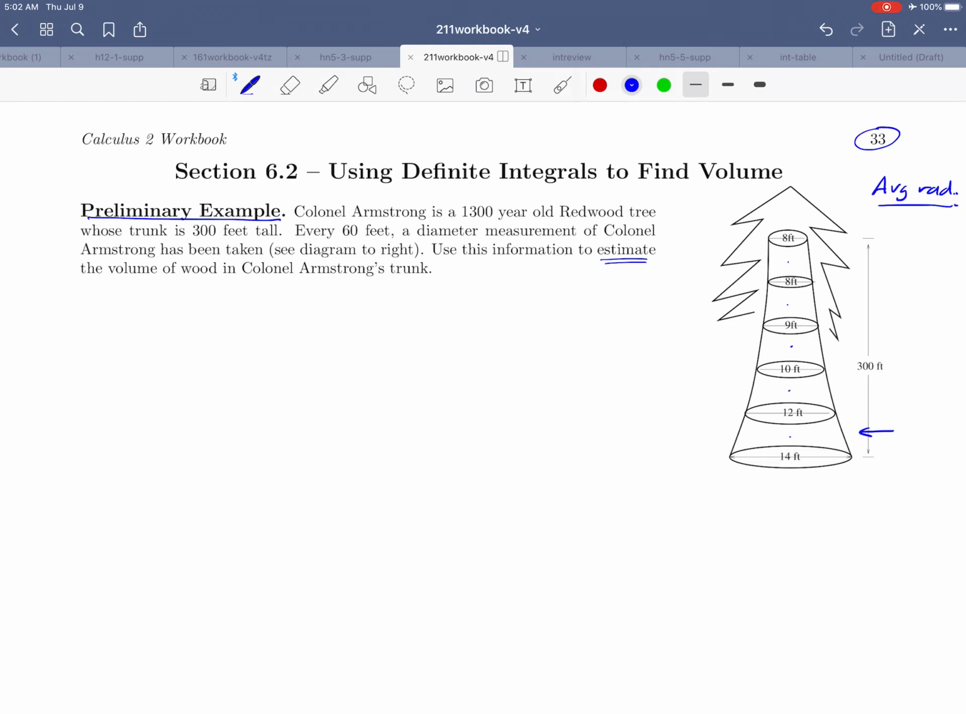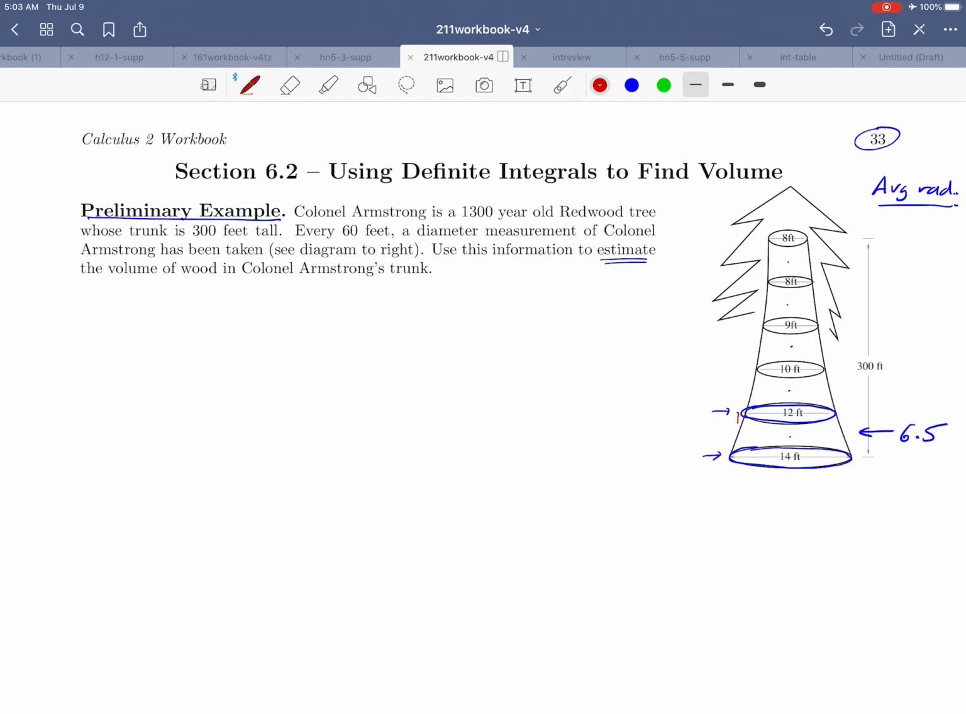If you look at the top part of this bottom slice, we've got a diameter of 6, so the radius at the top would be 3, and at the bottom we've got a diameter of 14, so the radius would be 7 down there. If we've got a radius of 3 up here and 7 down here, what would the average be? It would be halfway in between. You can think of that bottom slice of the tree, its volume or its shape, as approximately a cylinder that has a radius that's halfway in between the two that we're given.